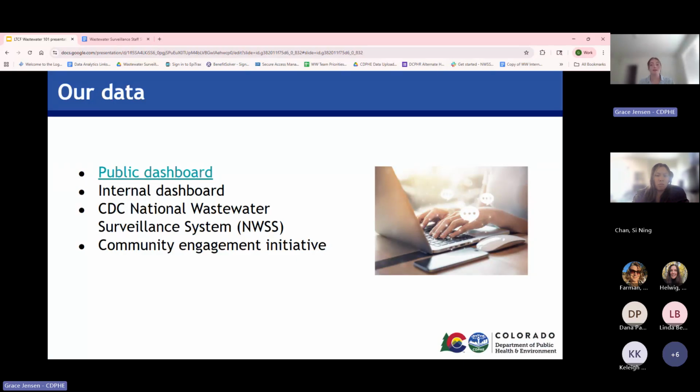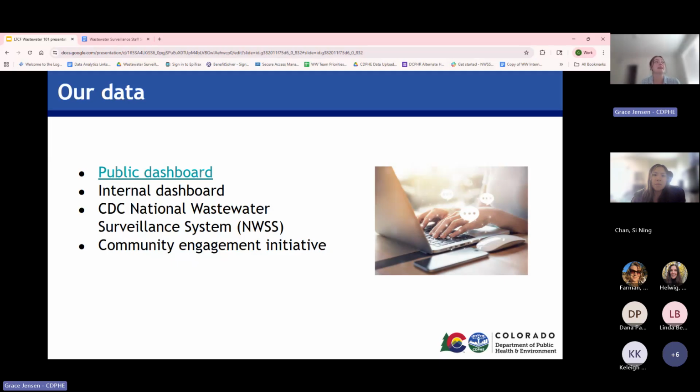We do have our public dashboard. It's updated twice weekly. We also have an internal dashboard, and that is for our LPHA partners and our utility partners, so they can get a look at the data about 24 hours in advance before we share that to our public dashboard.